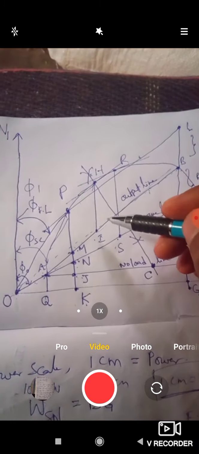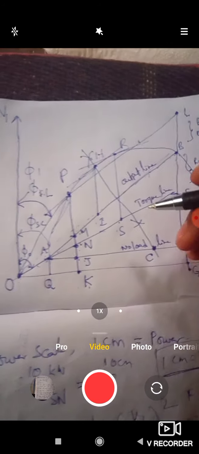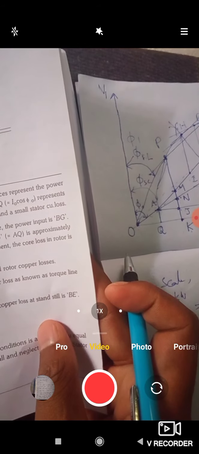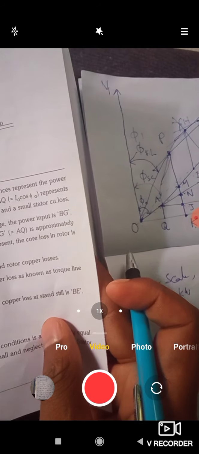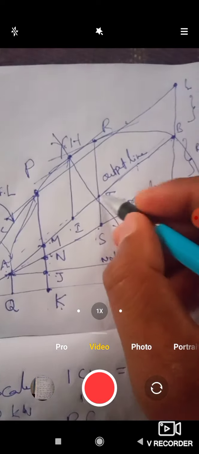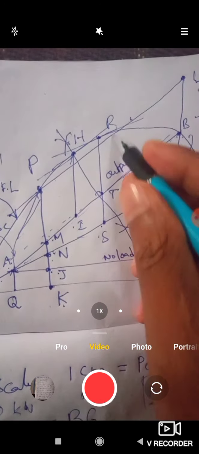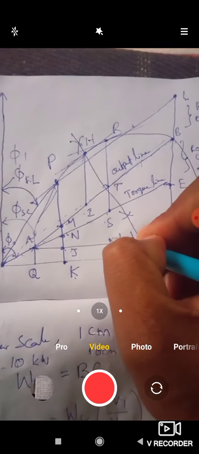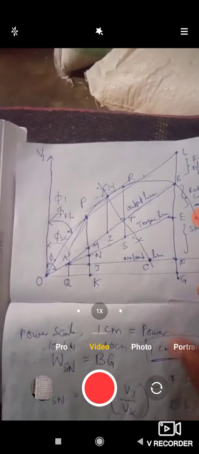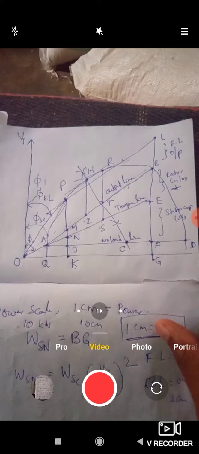Slip at maximum torque is, where is T? Oh, okay. This is T. So this is T. TS by RS. This is the slip at maximum torque. Okay. So this is just a sample diagram. If you solve one problem, then you will find the actual values.